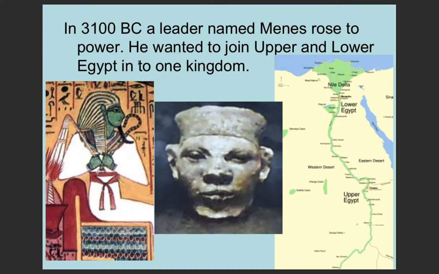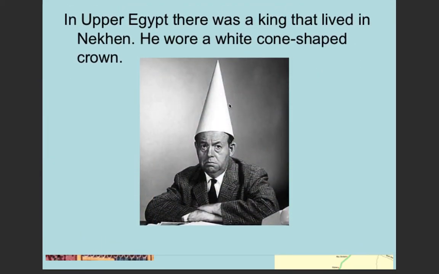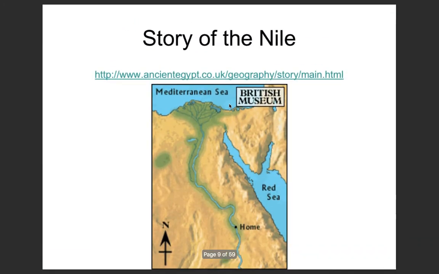Let's see, we're going to skip over that. These are just some random facts. In 3100 BC, a leader named Menes rose to power. He joined Upper and Lower Egypt into one kingdom. We're going to get more into that in lesson 2. As in lesson 1, I'm going to flip through here for a second. Let's see, I'm going to come back a few slides right here.